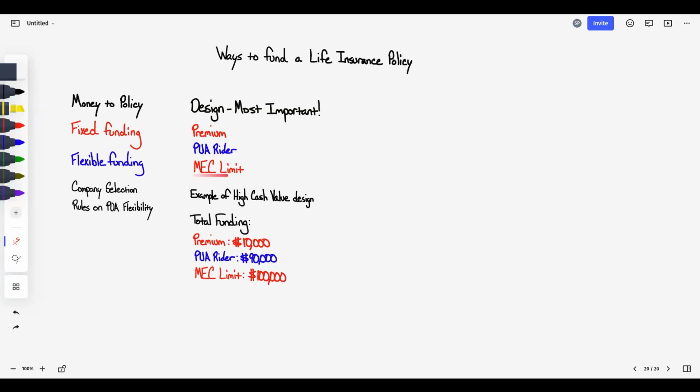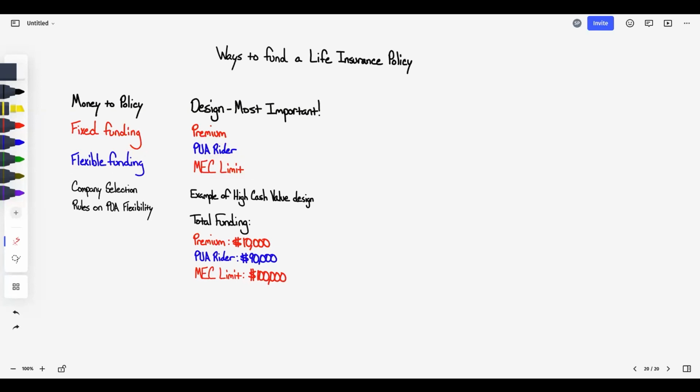Then we've got our MEC limit. We need to make sure we set this at the appropriate dollar amount to prevent a MEC from occurring, a modified endowment contract, which is a taxable event. For example, if someone says, I want the ability to fund up to $100,000 per year, I want it very flexible, so I'll commit to $10,000. That's what I'm billed for every year. And then I'll add up to another 90 in PUAs. My total payment would then be $100,000. So what I would want to make sure of is that I have a $100,000 MEC limit.